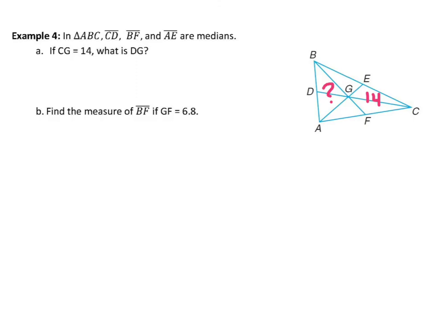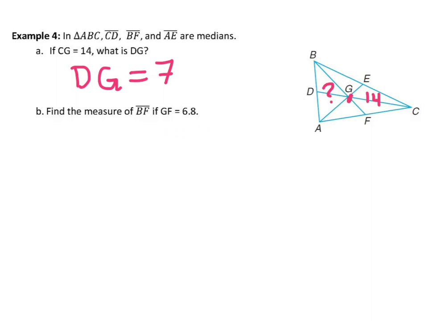Again, since our medians all intersect at this point of concurrency called a centroid, it breaks our medians up in a 2-to-1 ratio. Therefore, we know that CG is twice the length of DG. Therefore, simply cut CG in half, and we get that DG has a length of 7. Now let's consider part B. Let's find the measure of BF if GF is given as 6.8.